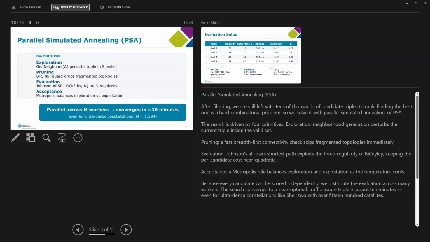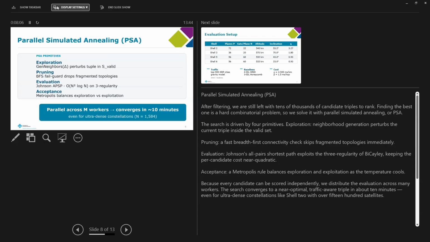First, exploration. Neighborhood generation perturbs the current triple inside the valid set. And the second, pruning, is a faster breadth-first connectivity check to skip the fragmented topologies. And third, evaluation. We use Johnson's all-pairs shortest path, which exploits the 3-regularity of BiCayley, keeping the per-candidate cost near quadratic. And finally, the acceptance. We use a Metropolis rule to balance the exploration and the exploitation as the temperature cools.